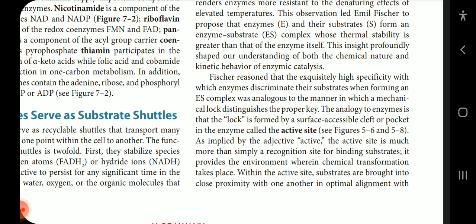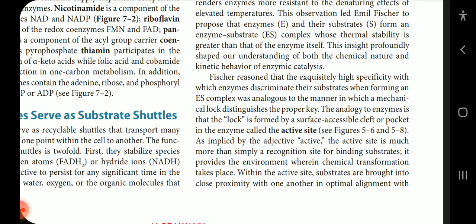Fischer reasoned that the exquisitely high specificity with which enzymes discriminate their substrates when forming an ES complex was analogous to the manner in which a mechanical lock distinguishes the proper key. The analogy to enzyme is that the lock is formed by a surface accessible cleft or pocket in the enzyme called the active site. As implied by the adjective active, the active site is much more than simply a recognition site for binding substrates. It provides the environment wherein chemical transformation takes place.